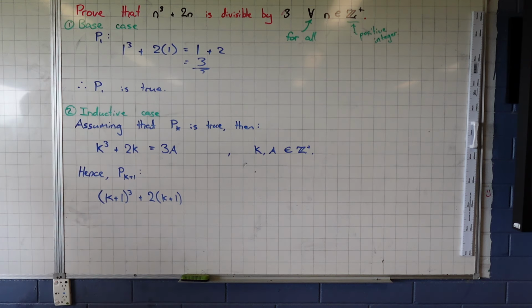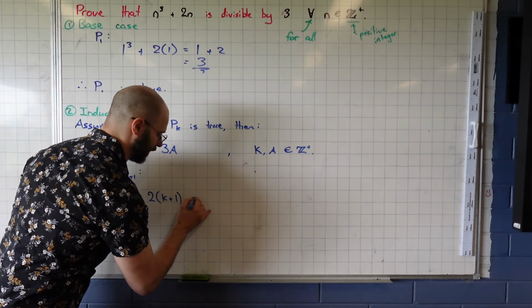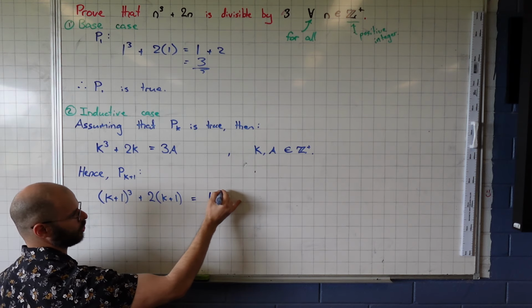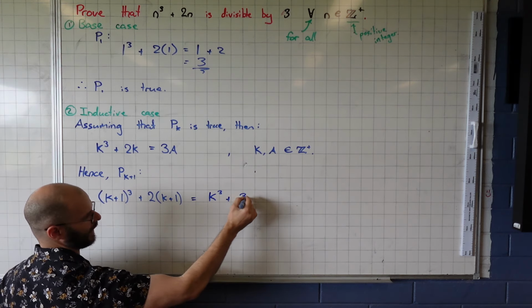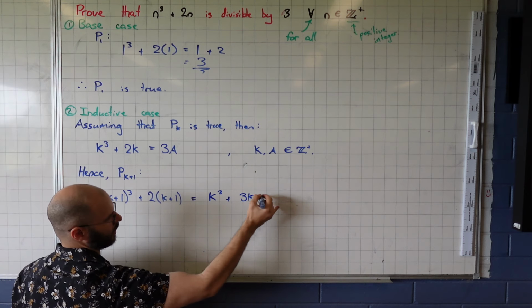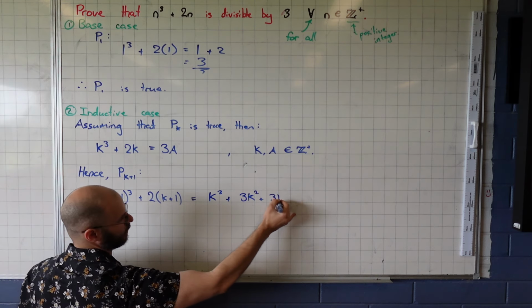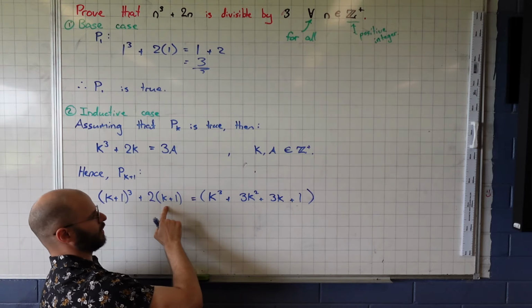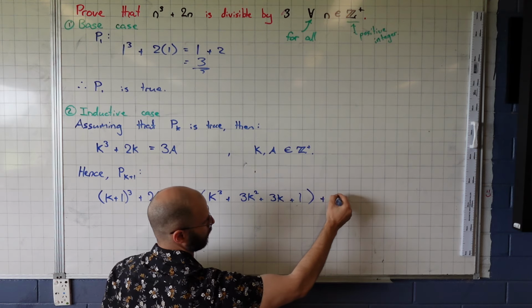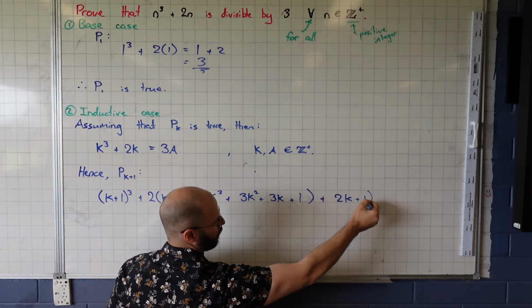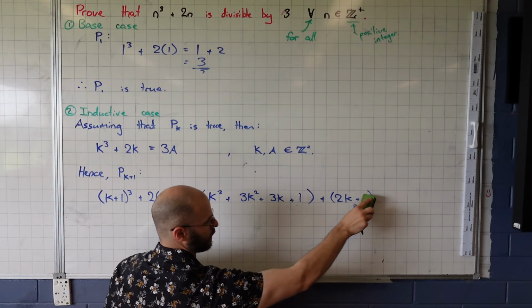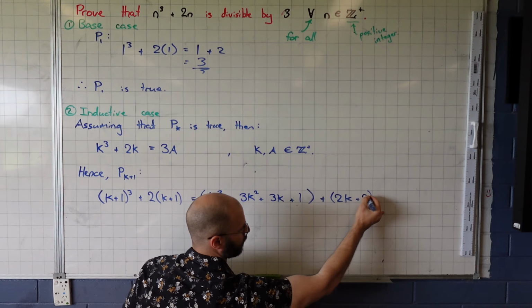Now, we don't want to do the slow way because we're stage 2 specialist students. We want to do the fast way. So we're going to use the binomial expansion. Expanding this out, I know that it's going to be k cubed plus 3k squared plus 3k plus 1. That's our cubed bracket. This other part is just 2k plus 2. Yeah, of course, I'm just checking that you're watching. Well done.